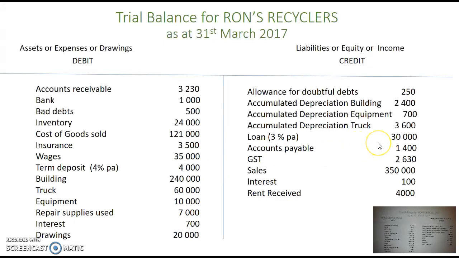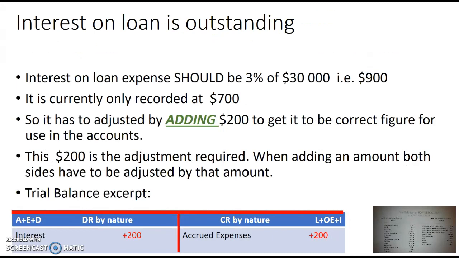As you can see in this example, there is a $30,000 loan at 3% per annum. So if you look over this side, the interest figure is sitting at $700. It should be, for this year, 3% of $30,000, which, if we go on to the next slide, should be $900. Remember, it was sitting there at $700, so that $700 isn't correct and has got to be increased by $200 to get it to be the correct figure, so I can use that in my accounts.